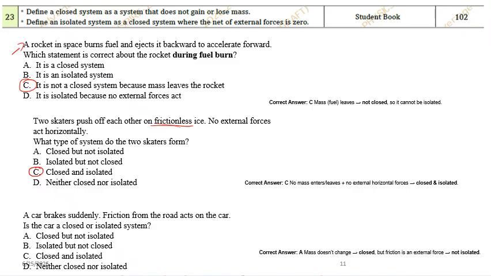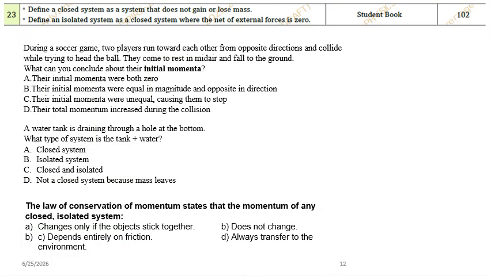Okay. Now, the next one, a car brakes suddenly. A friction from the road acts on the car. Is the car a closed or isolated system? Of course, there is friction, an external force is there, and mass does not change, right? So it's a closed system, but not an isolated system. On a road, if you apply a brake, the car will not lose its mass, but a force is experienced from outside. Okay, so that's what the closed system is all about.